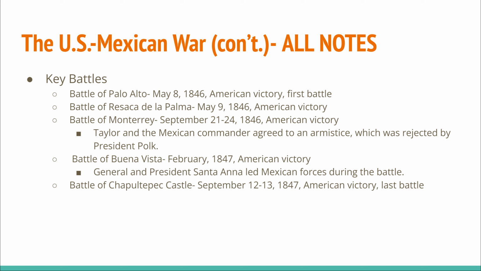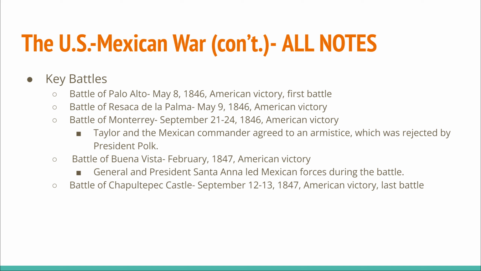There are some key battles of the U.S.-Mexican War. You do not have to write these in your notes, but you may just want to keep like a short bulleted list. But the U.S.-Mexican War is a pretty short war. It only lasts a few years. You've got the Battle of Palo Alto, where America wins its first battle, and then Resaca de la Palma and the Battle of Monterrey following after. Both of these are American victories.